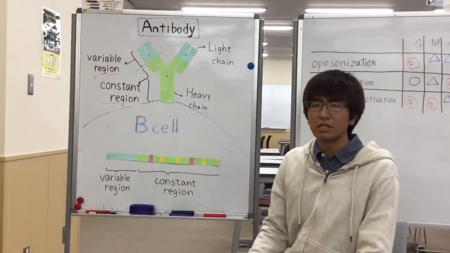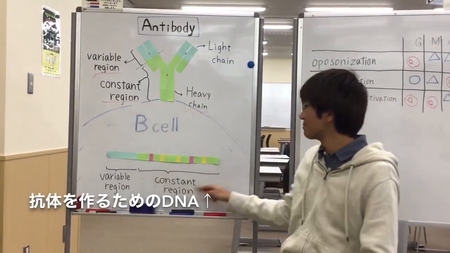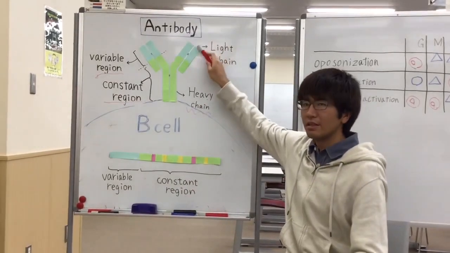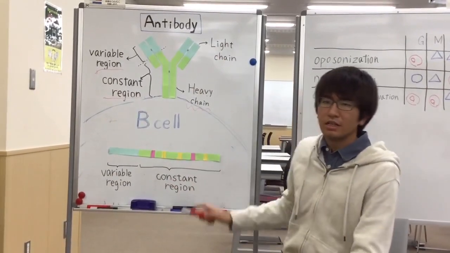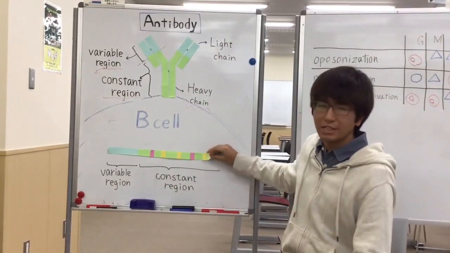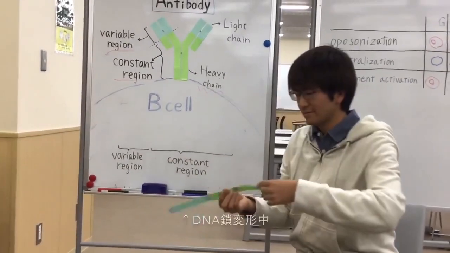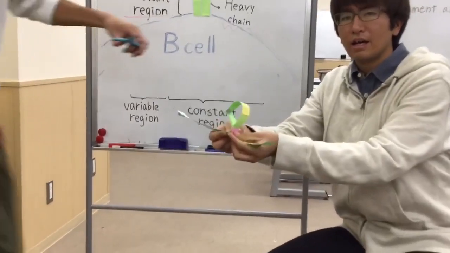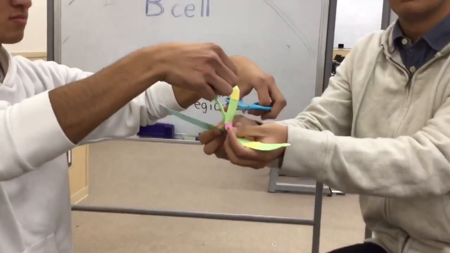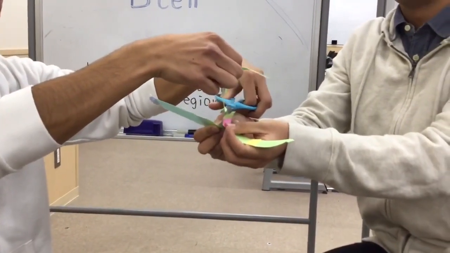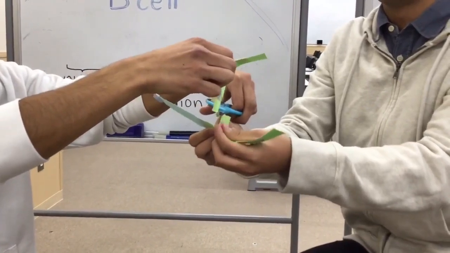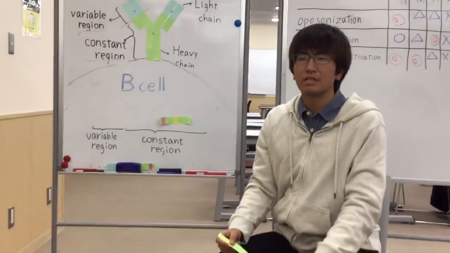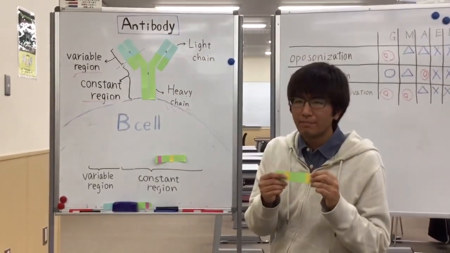DNA which makes antibodies in B cell is like this. When the antigen sticks to the receptor, some DNAs in constant region start changing. And finally, they are removed. The new class will be decided by how long the base sequence is removed.